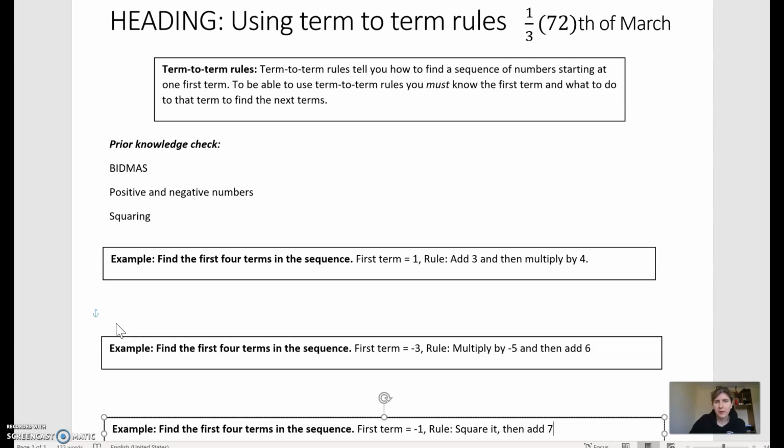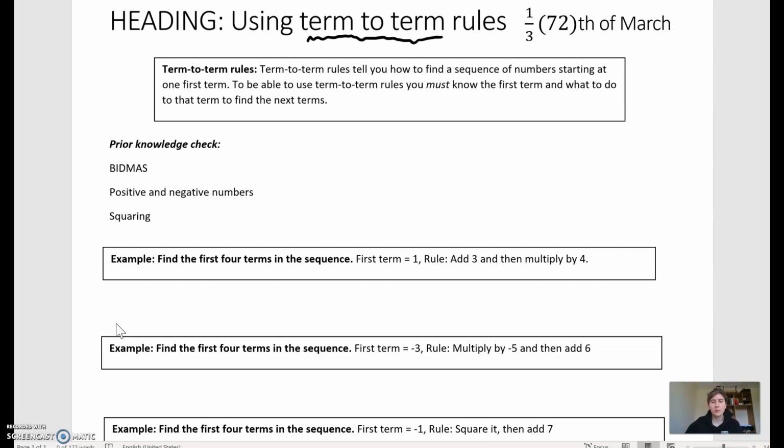So the next thing we want to look at is using what we call a term-to-term rule. Okay, so there's another heading for you to put down, same date, so you can just put it under the other heading. So using term-to-term rules. Term-to-term rules tell you how to find a sequence of numbers starting at one very first term. And to be able to use term-to-term rules, you have to know the first term and then what you have to do to that term to find the next terms.